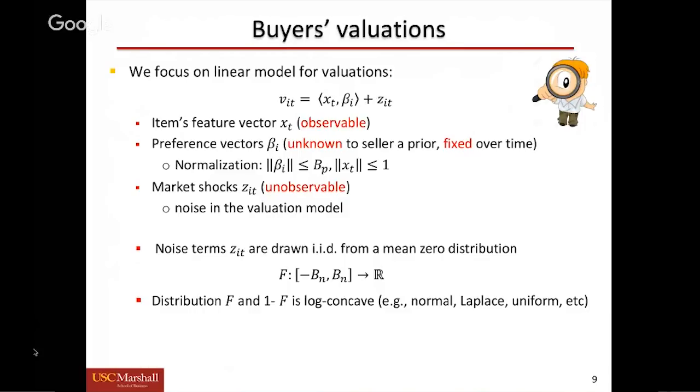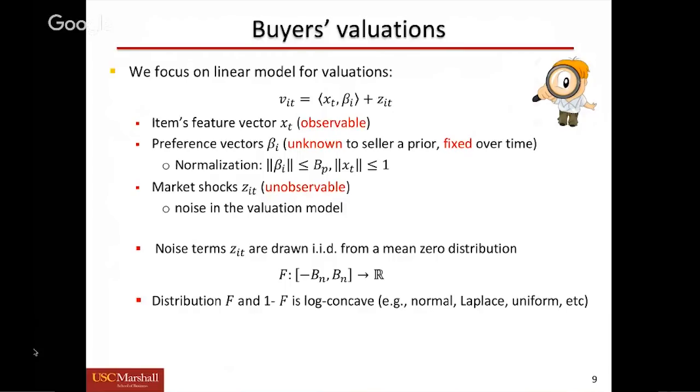Do you know the distribution of the market shock? Okay, very good question, so we'll get to that one. The market shocks are coming IID from some distribution, so F here is the CDF of that one with a bounded support. And the technical assumption that we have is that F and 1 minus F are log concave. We'll get to the part where we need this assumption, and I'll tell you when you should recall it.